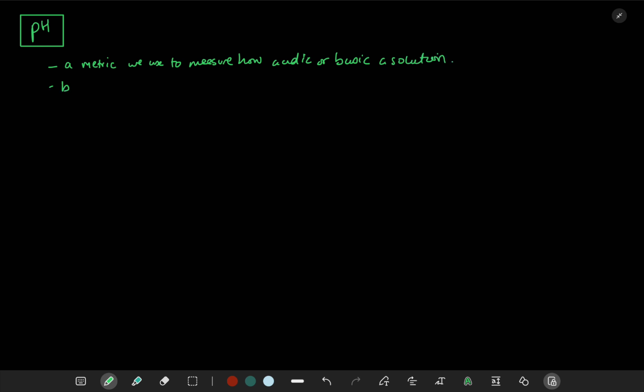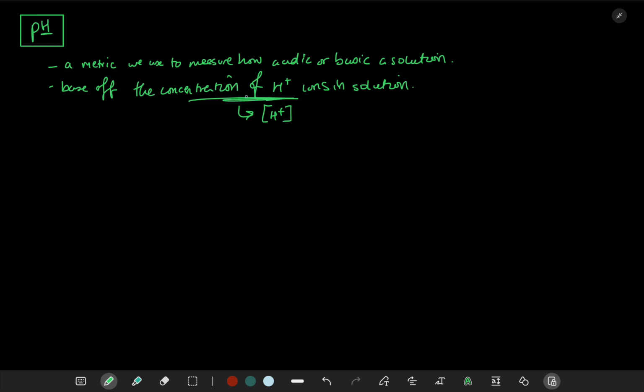Okay, and pH is based off the concentration of H plus ions in solution. That's why it's pH, right? Because it's based off of the concentration of hydrogen ions in solution. Now, the concentration of hydrogen ions is denoted by H plus in brackets. So going forward, we're going to use that to represent the concentration of hydrogen ions.